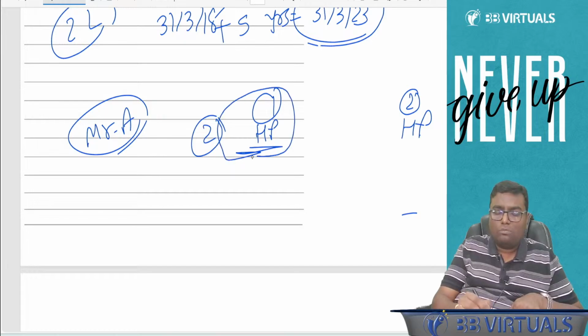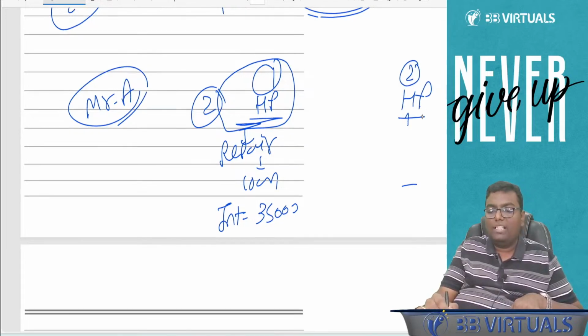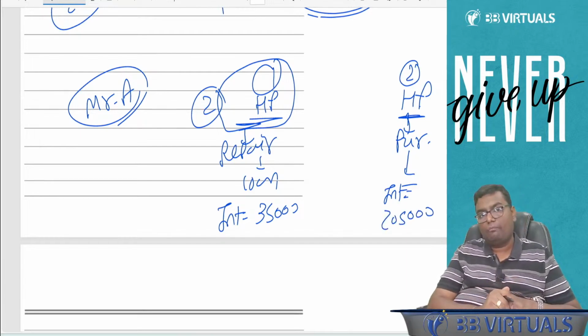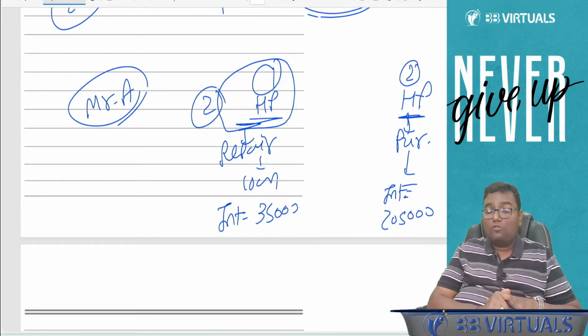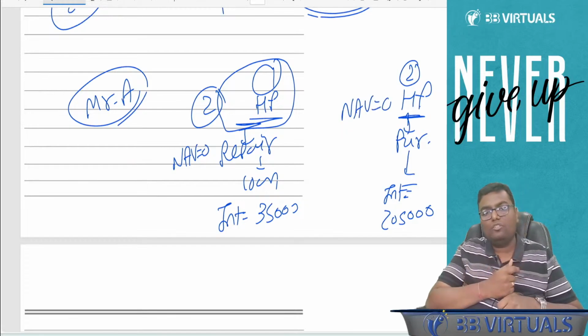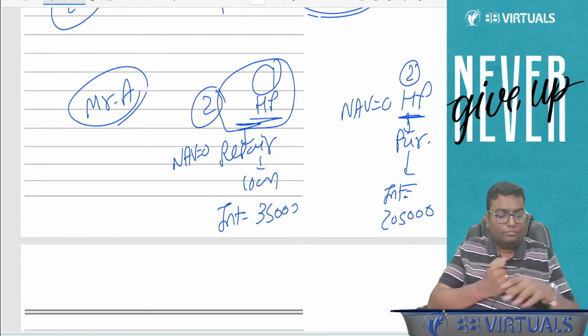Acha, for the first house property, to repair the house, loan is taken and the interest comes to 35,000. For the second house property, to purchase the house, loan is taken and the interest comes to 2,05,000. Can I say both the house properties are SOP? And we have to do the calculation generally per house property. So can I say NAV of this property is also 0, NAV of this property is also 0, but I can take deductions now.